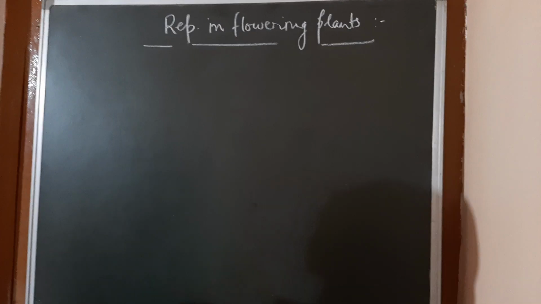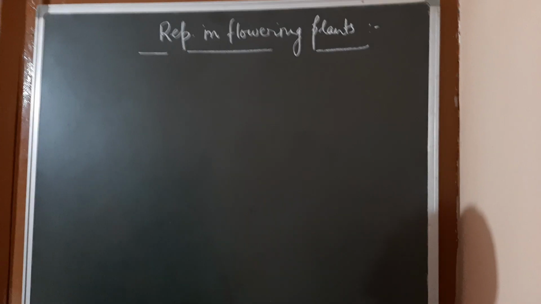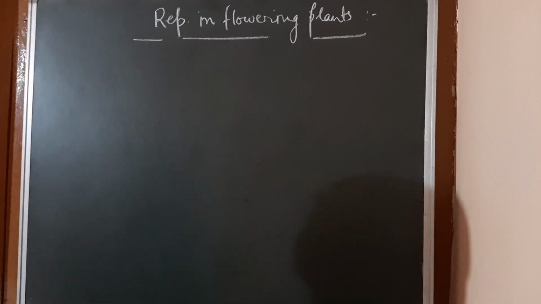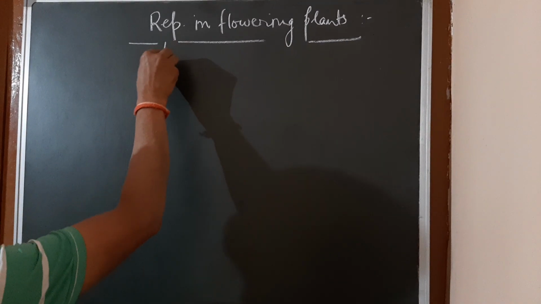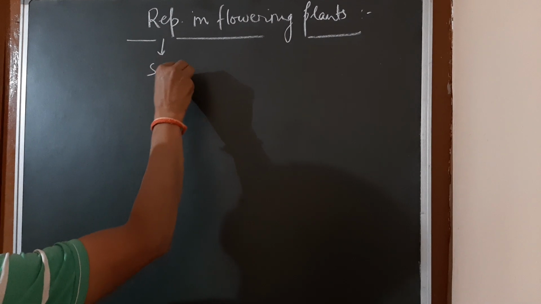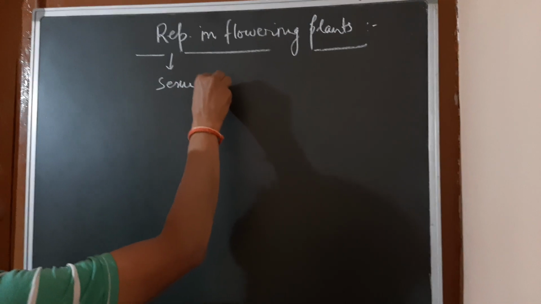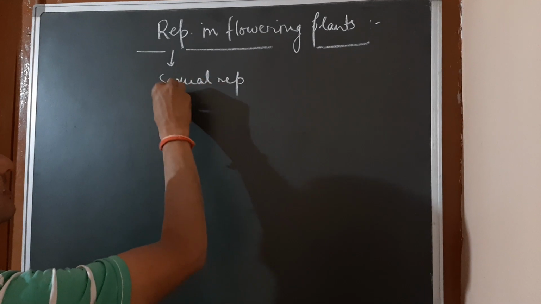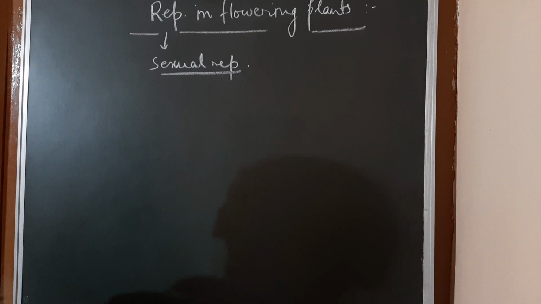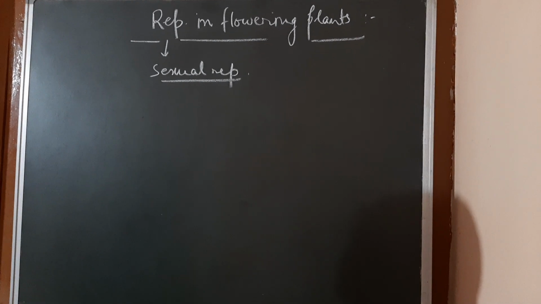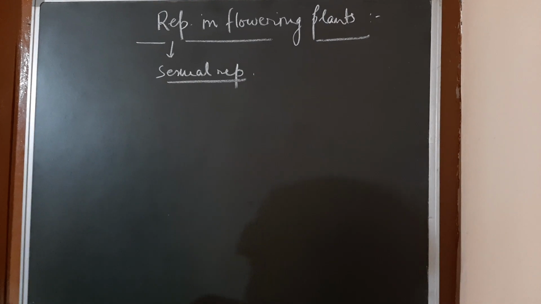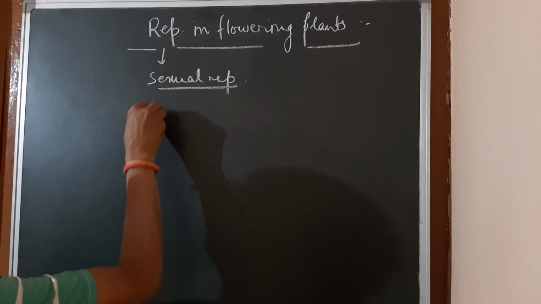Good morning, students. In the chapter on reproduction in flowering plants, we are going to discuss the types of sexual reproduction. In plants, sexual reproduction is carried out by the reproductive part.